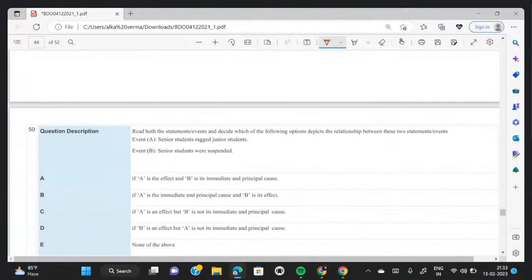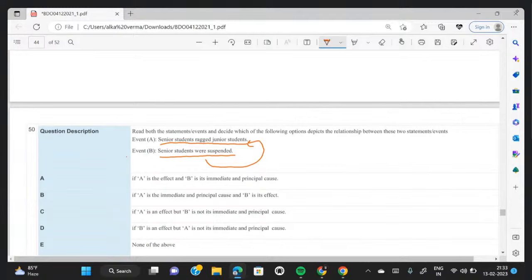Now, this is a type of cause and effect. Event A, senior students rag junior students. Event B, senior students were suspended. So before looking at the options, it is understood that these people were suspended only because they were ragging the junior students, because in many places we see strict actions for ragging, and in many colleges we also have an anti-ragging squad. So let us read it.